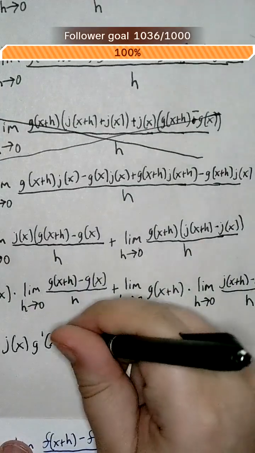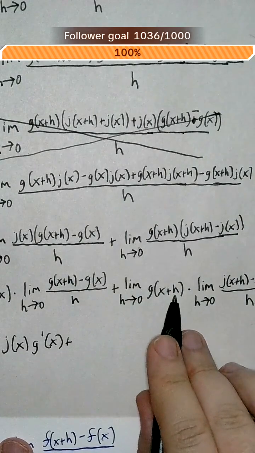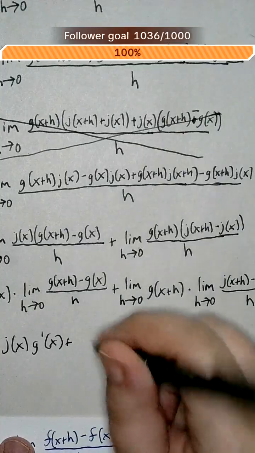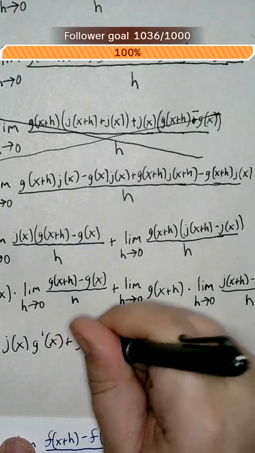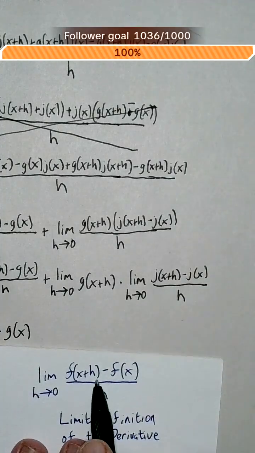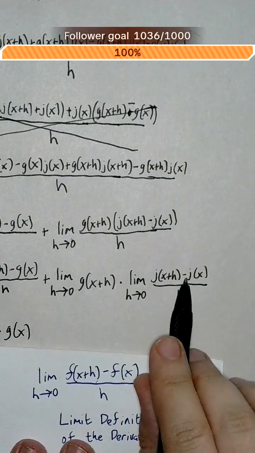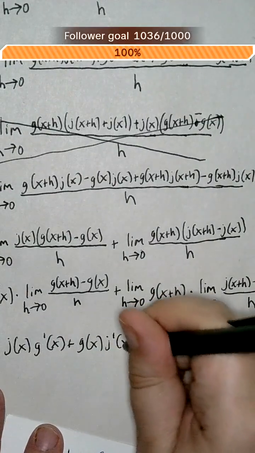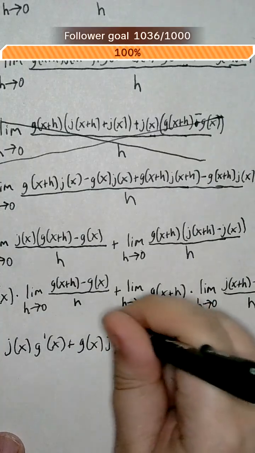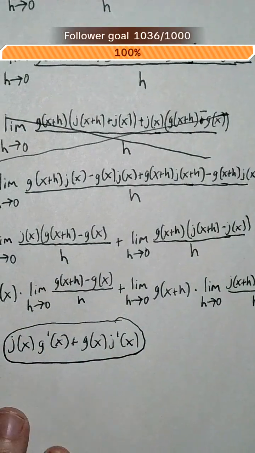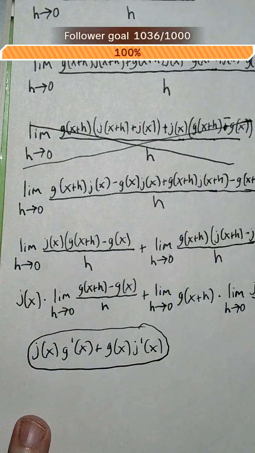And then plus, well, if I plug in 0 for h, I get g of x plus 0, which is g of x. And then here, this is just the limit definition again, but instead of g of x, it's now j of x. So this is going to be j prime of x. And that is the product rule.